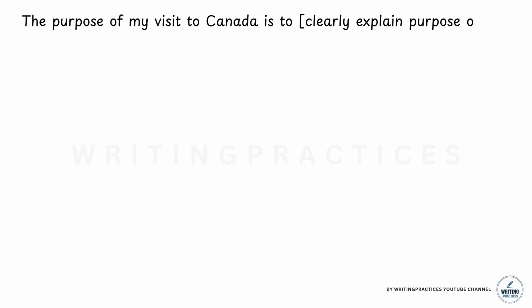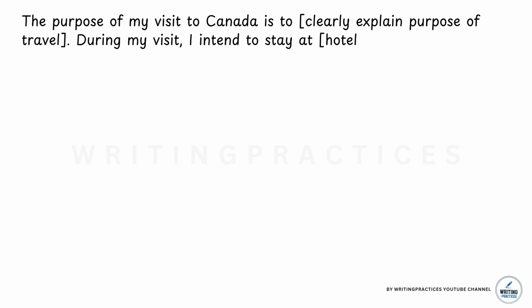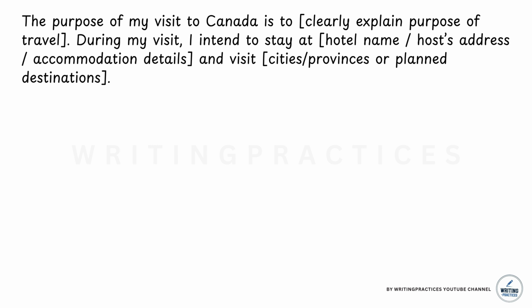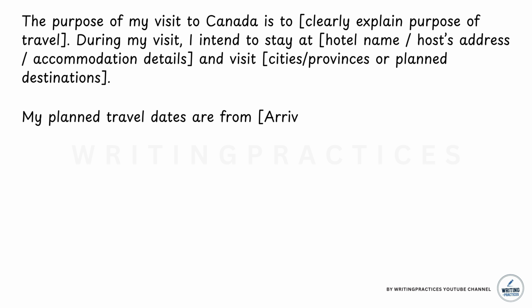Paragraph 4. Detailed purpose of visit. Explain what you plan to do in Canada. For example, the purpose of my visit to Canada is tourism. During my visit, I intend to stay at the Fairmont Royal York Hotel in Toronto and visit Toronto, Niagara Falls, and Vancouver. This helps the visa officer understand your travel plans. Be specific and truthful. Paragraph 5. Travel dates. Clearly state your intended travel period. For example, my planned travel dates are from June 15, 2026 to June 30, 2026. This defines the duration of your visit. Make sure it matches your itinerary.